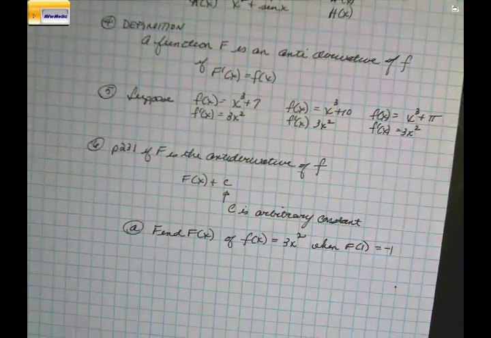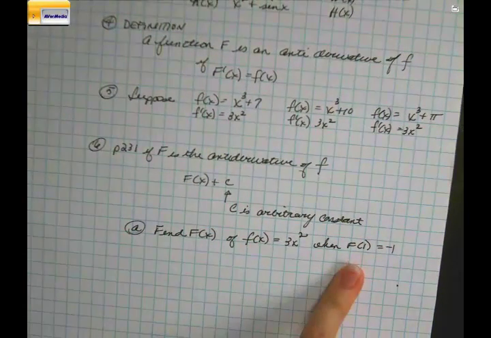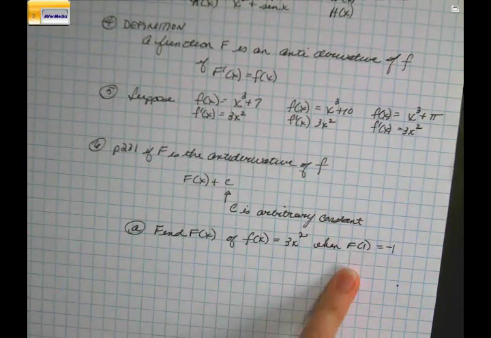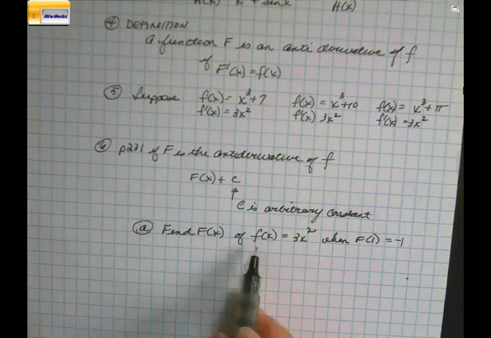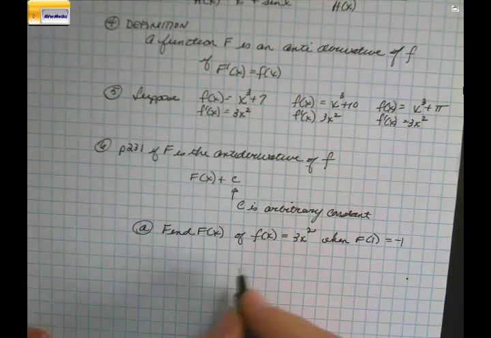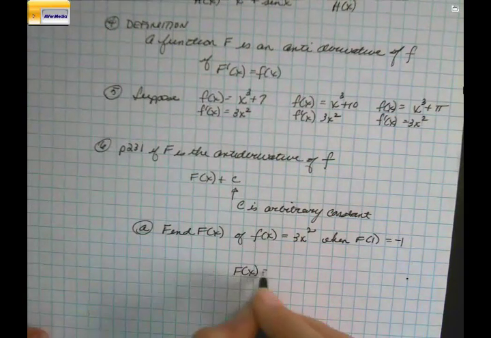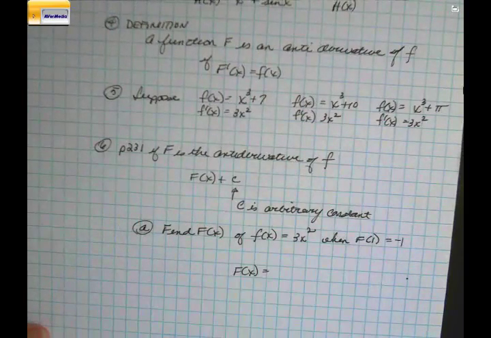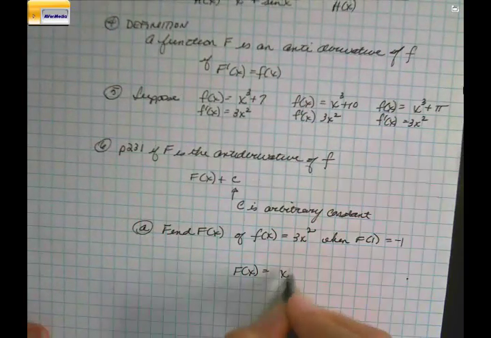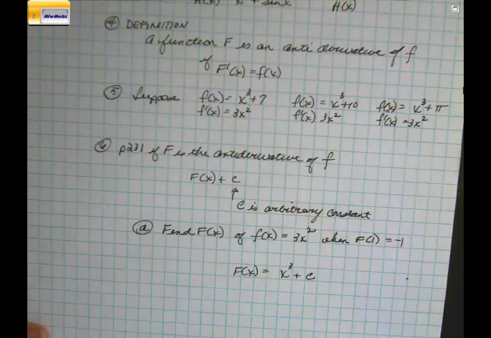And when they tag this additional information of the f of 1 equaling negative 1, this is going to give you information that will allow you to come up with the value of the constant. Okay, you're going to throw a constant on this when you take the antiderivative, and this information will tell you how to get the number value for the constant. So in other words, if f of x is 3x squared, the antiderivative is, anybody know? X cubed plus c, plus a constant, plus an arbitrary constant.